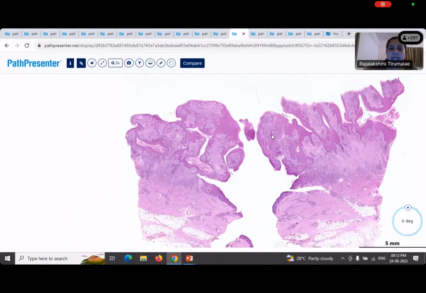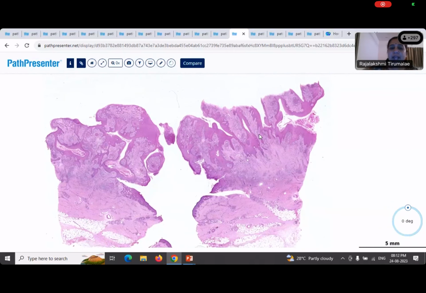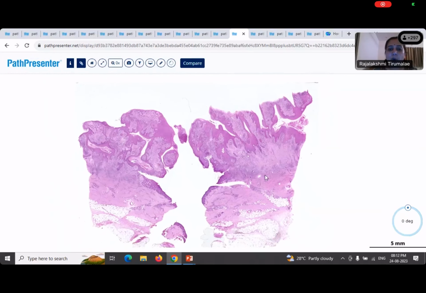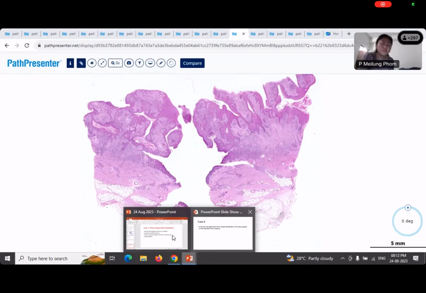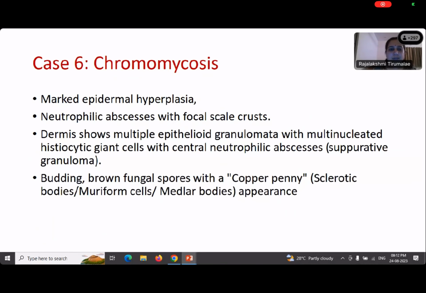Very often there is a lot of hyperkeratosis, so we end up getting shaved biopsies. We may not appreciate the entire thickness, and we may not find the organism. So it's very important to do an adequate biopsy whenever you're suspecting a fungal infection. As you rightly said, this is a case of chromomycosis, and you've described all the epidermal changes. Tuberculosis has to be kept in mind as a differential. They can look pretty identical.